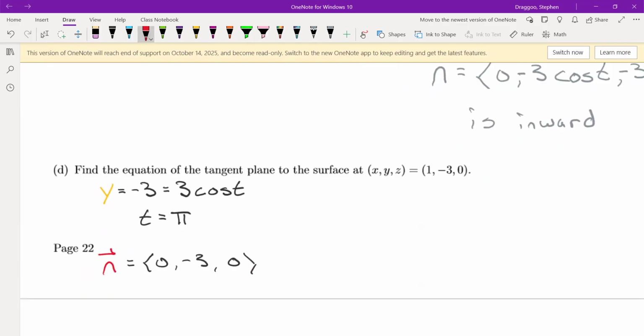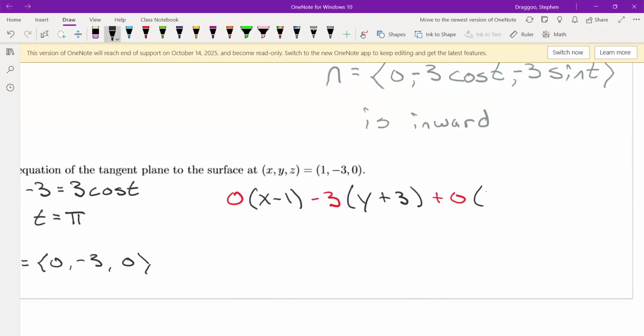So now I just need to plug all that stuff into the equation of a plane. So I'm going to get 0 times x minus 1, minus 3 times y plus 3. Y minus -3 becomes y plus 3. And finally, plus 0 times z minus 0. All of that is equal to 0 because that's the equation of a plane. Again, I'm writing in a bunch of extra steps for emphasis so you can see how this plane was constructed. In the end, though, I am going to simplify this one and just call it y equals -3.